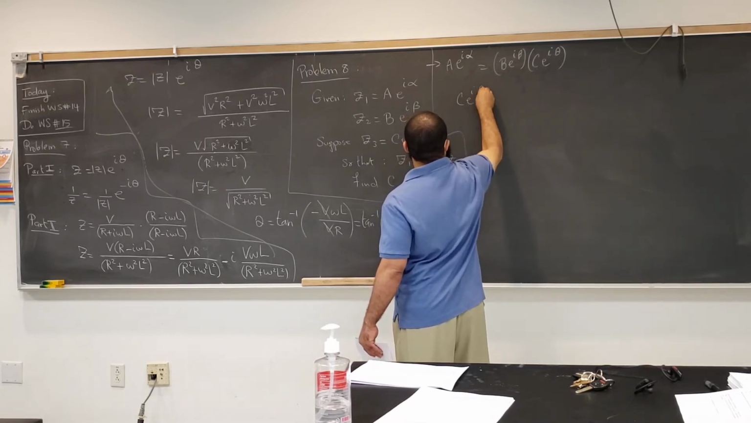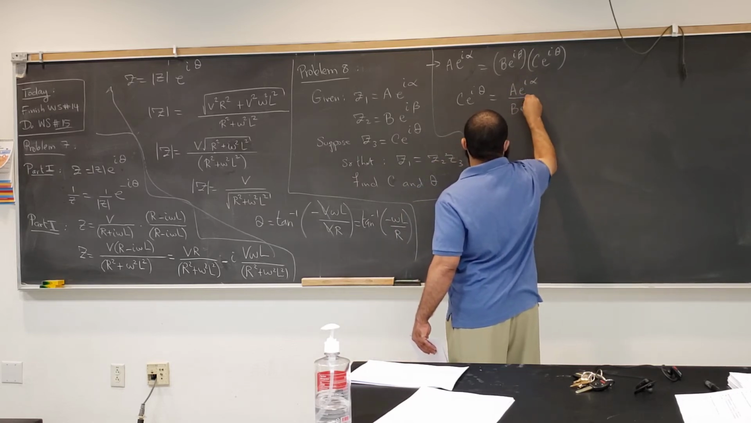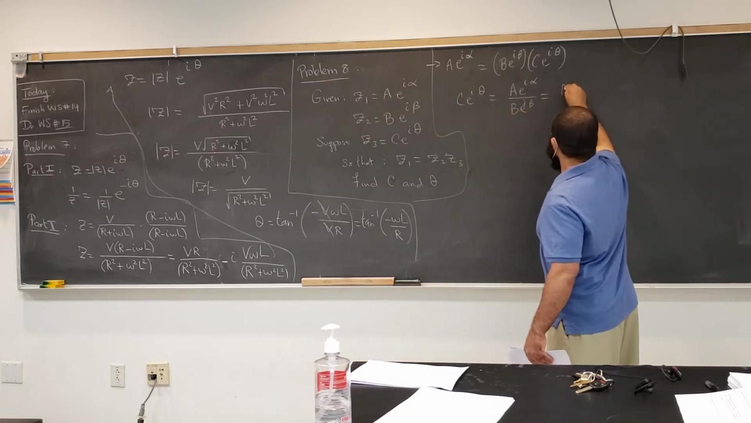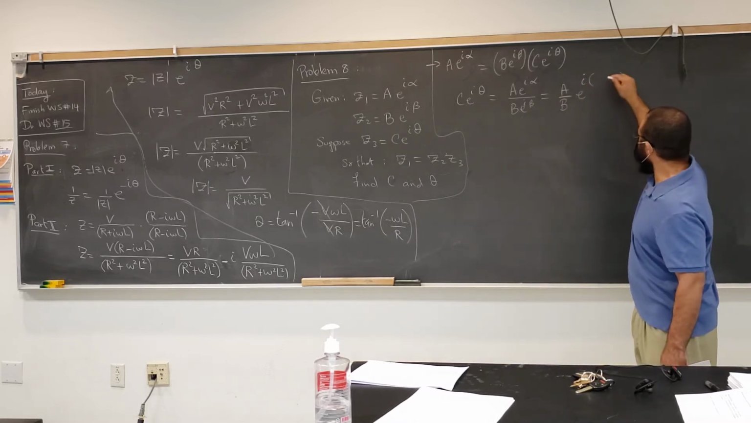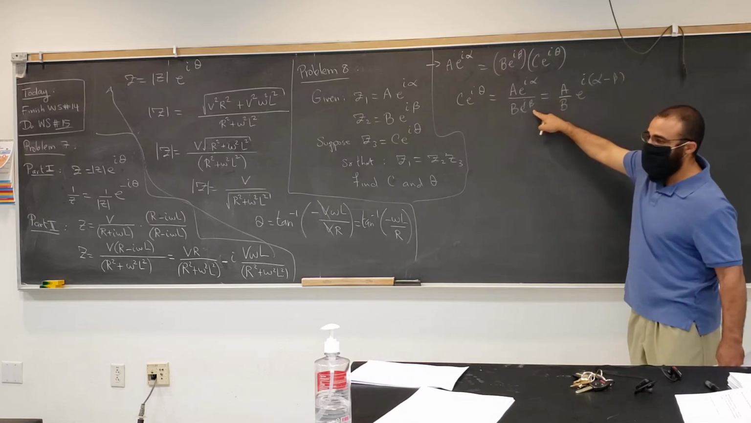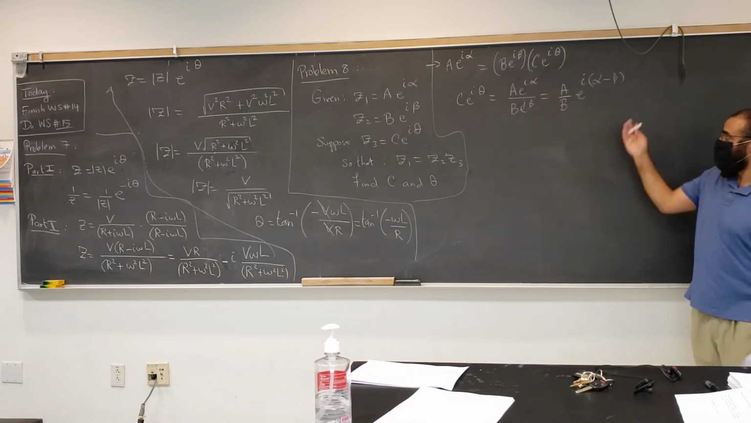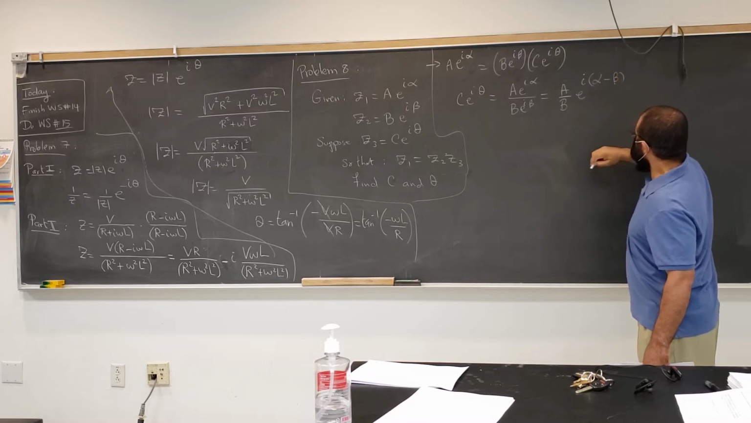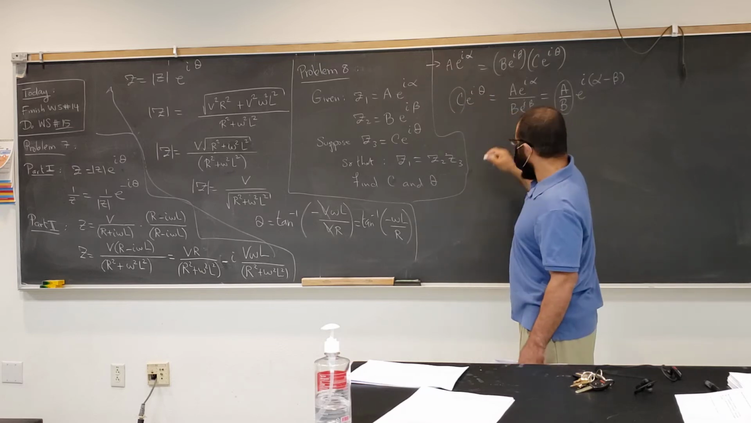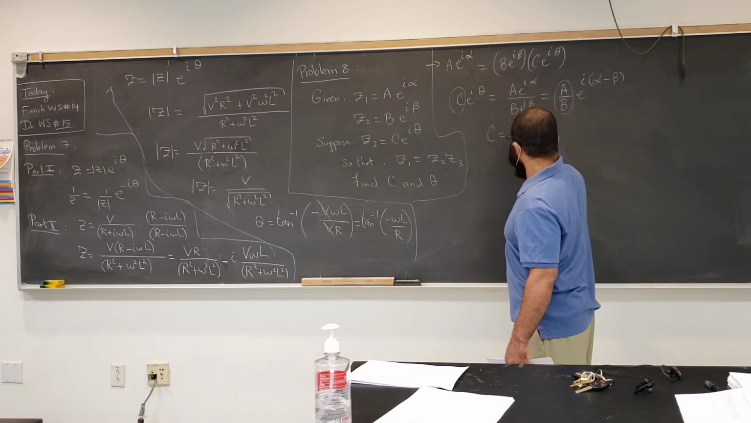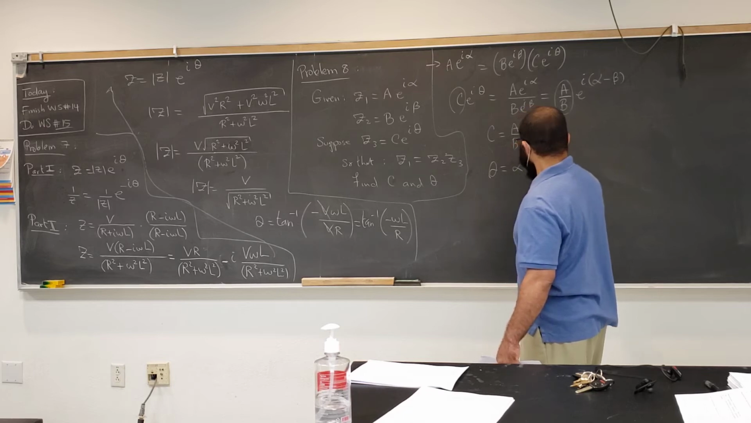C e to the I theta will equal A e to the I alpha divided by e to the I beta. And so this becomes A over B e to the I, alpha minus beta. Because the e to the I beta on the bottom becomes e to the negative I beta on top. Exponentials, they just add. So comparing them, the A over B is the modulus. So C is A over B, and theta is equal to alpha minus beta.